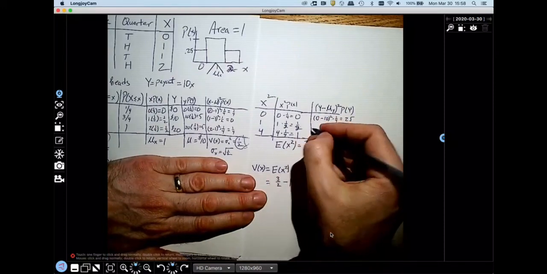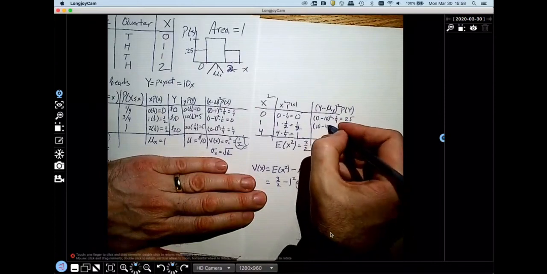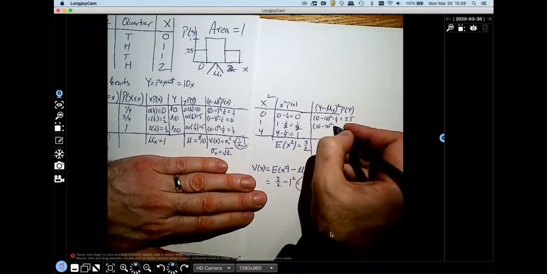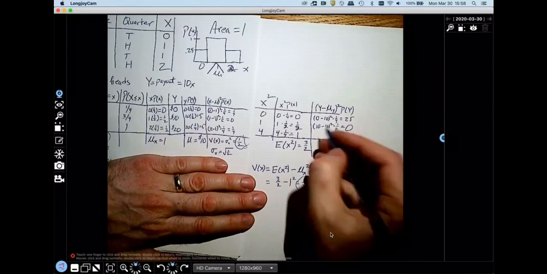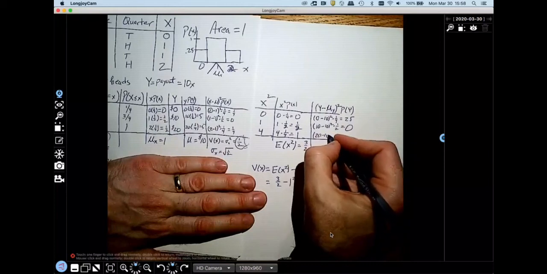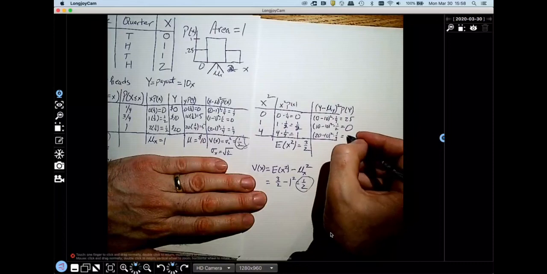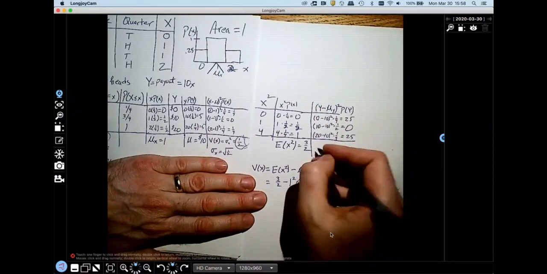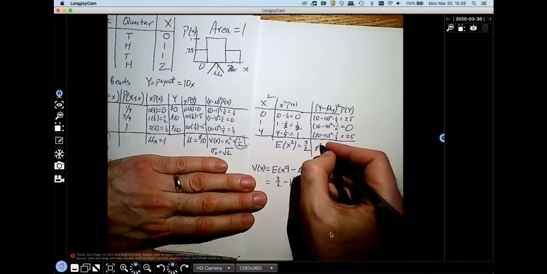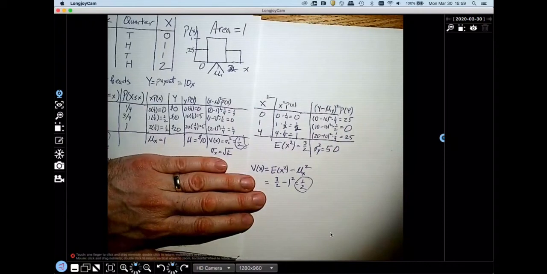Let's go do the next one. This is going to be the value y, which is 10, minus the mean, which is also 10, squared, multiplied by how likely that happens. So that goes to 0. Then we have 20 minus 10 squared times 1/4 equals 25 again. The variance should be 50. So this is sigma squared y equal to 50. 50 squared dollars is the typical square deviation.